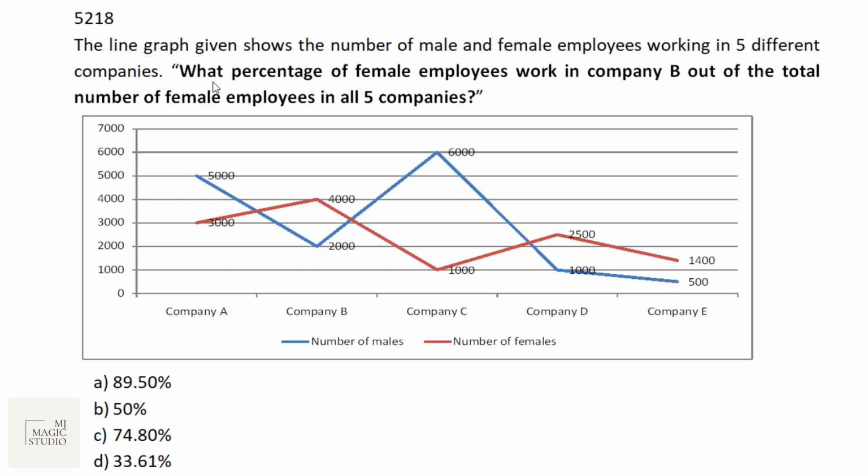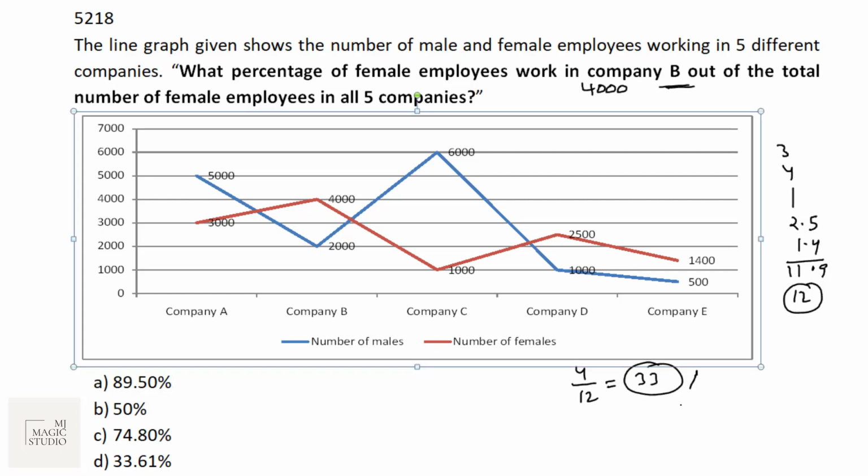Let's see the question. What percentage of female employees work in company B? Company B, female employees 4,000, out of the total number of female employees in 5 companies. So the total number of female employees in 5 companies is 3,000 plus 4,000, then company C is 1, company D is 2.5 and company E is 1.4. 3, 4, 8 and 11, 11.9, or if I round it to 12,000. So 4,000 by 12,000 is 1/3, that is 33%.